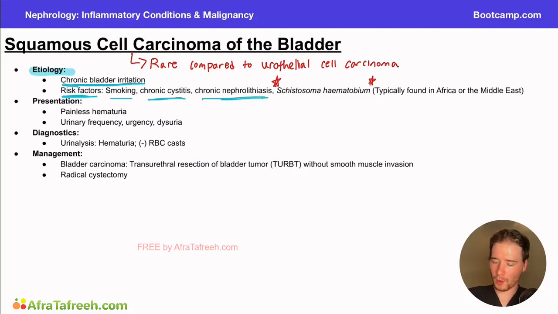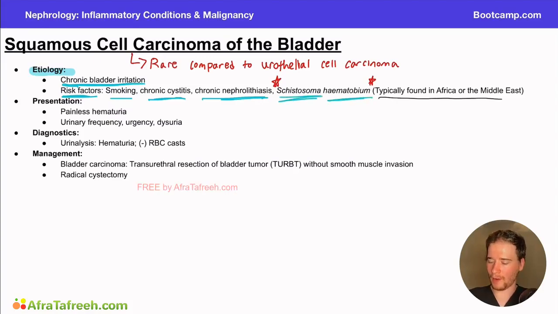This is an infection or a bug called Schistosoma hematobium, and this is typically found in Africa or the Middle East. And they'll often give you this in the question stem. If they want you to be thinking about this type of parasitic infection, they're going to give you the geographic location that the patient is either visiting from or they live in or whatever it is. And commonly for board questions, test taking purposes, they're going to give you one of these two different locations.